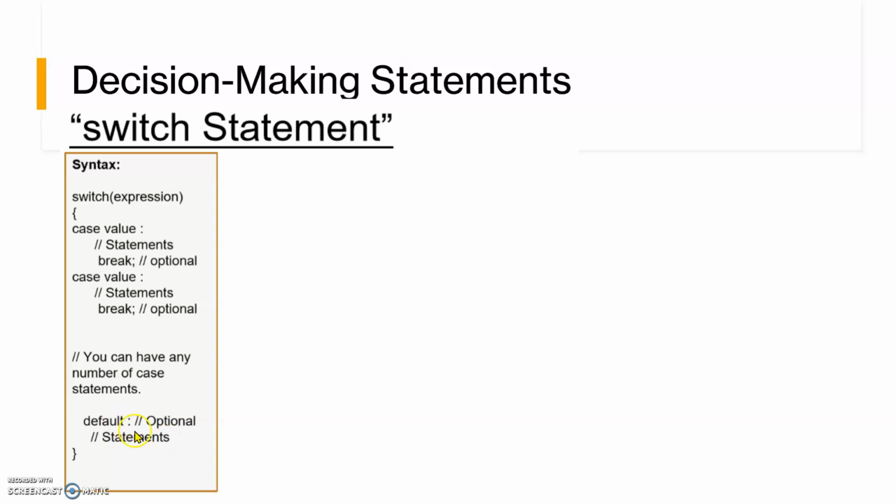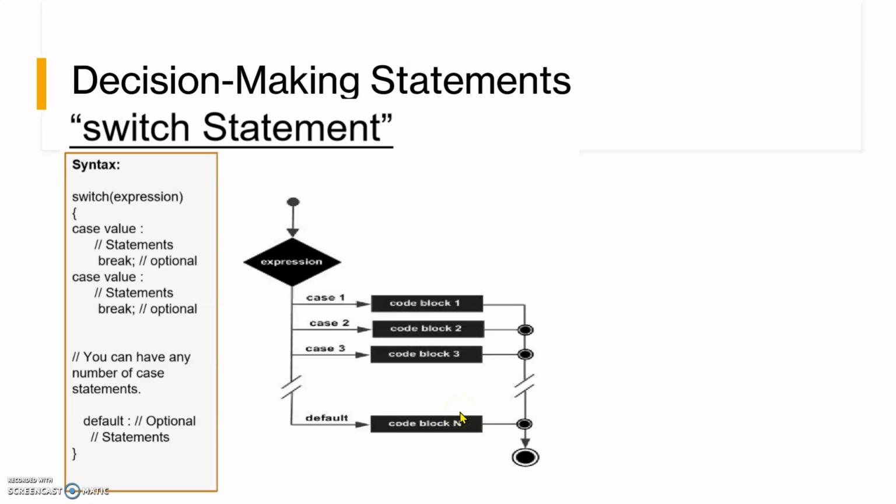That means the statements in the default will be executed, and after executing the default, it will come out of this switch statement. This is the flow chart of your switch statement. The expression will be evaluated. If it gives the value of 1, this first code block will be executed, and if you write break, then it will come out of this one. If you don't write break, it will come to the next case.